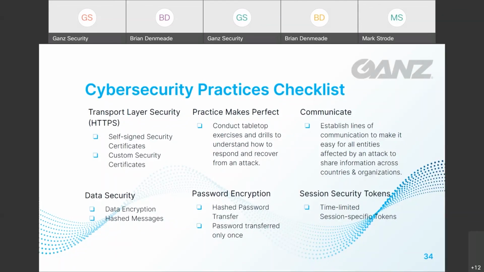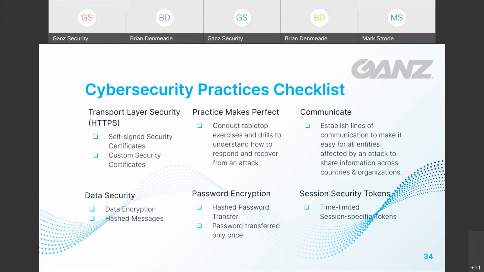You want to have practice that makes sense in terms of conducting exercises and drills, in terms of how you respond should a cyber criminal decide that you're worth the time and energy to break through all the barriers that have been set up. You want to have good communications. Communications goes hand in hand with practice. You want to make sure that everybody's on the same page, and that everyone knows what needs to be done when a cyber criminal gains access to the data, especially if it's ransomware.